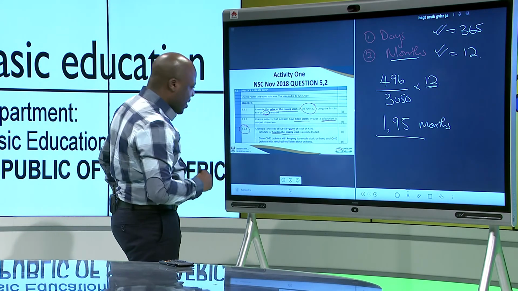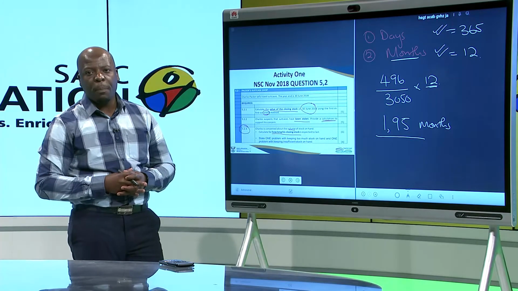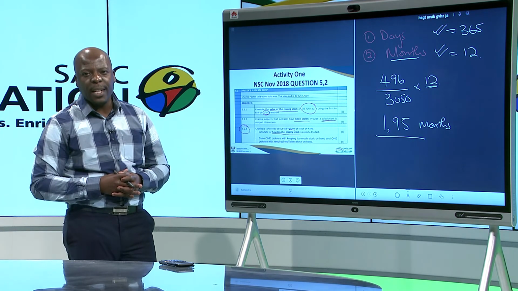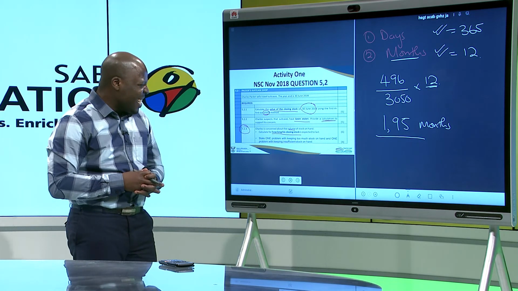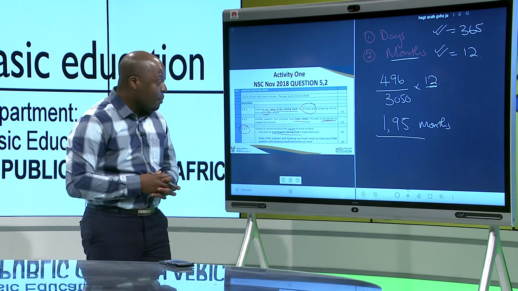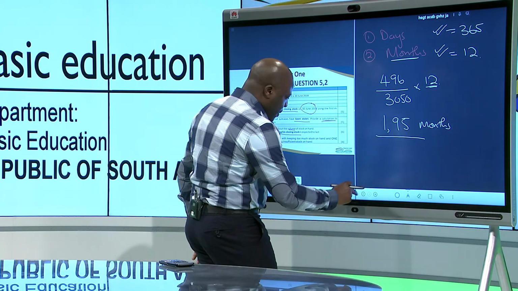The next question then says, state one problem with keeping too much stock on hand and one problem with keeping insufficient stock on hand. One problem with keeping too much stock on hand and also one problem with keeping insufficient stock on hand. Here are the answers.